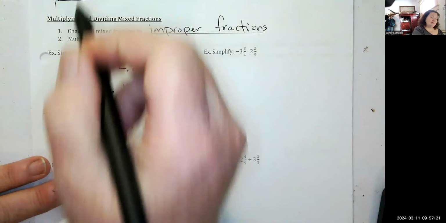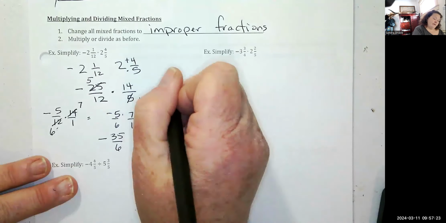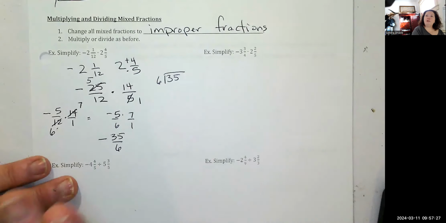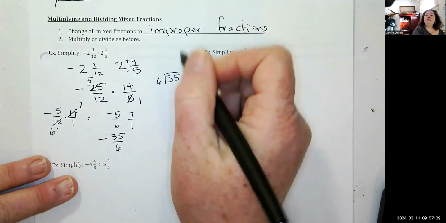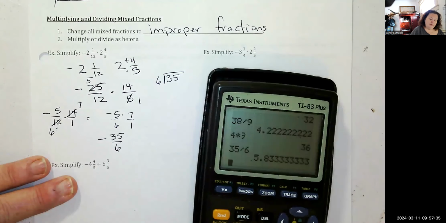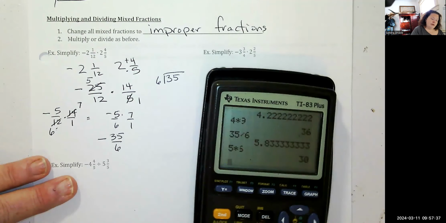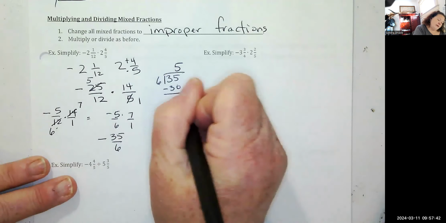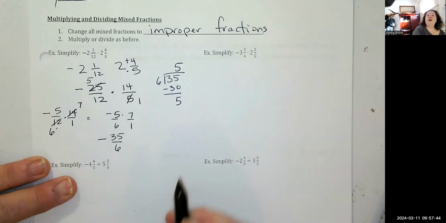So I'm going to do what I did up there. I'm going to take 35 and divide it by 6. I'm going to ignore the negative. It's going to be a part of my answer, but it's not part of this part. 6 goes into 35, let's see here. 35 divided by 6 is 5. So 5 times 6 is 30. I need to subtract 30 from 35. And there's my remainder of 5.